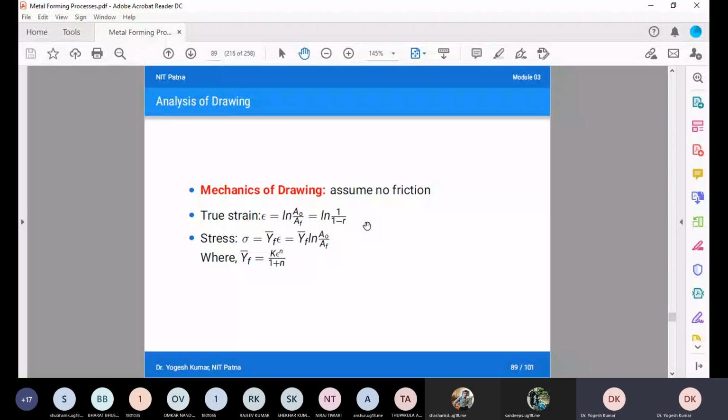Similarly, stress may be given as sigma equal to average flow stress Y bar F multiplied by true strain, so Y bar F multiplied by epsilon, which, if we put the value of epsilon, will become Y bar F natural log of AO upon AF, where Y bar F is well known. In previous lectures we have covered that average flow stress is given as K epsilon to the power n upon 1 plus n.